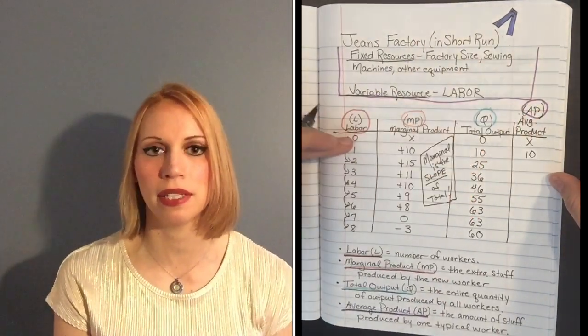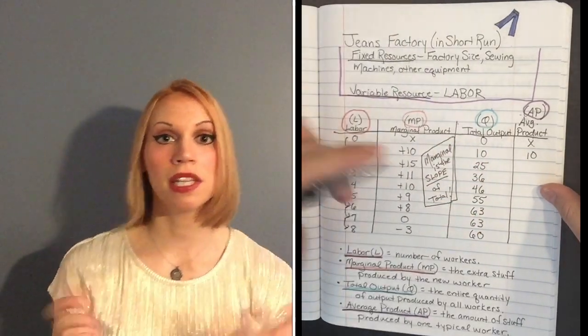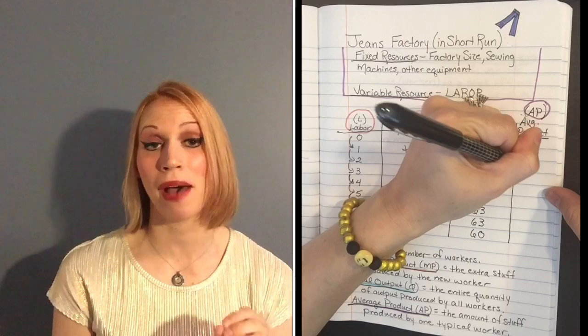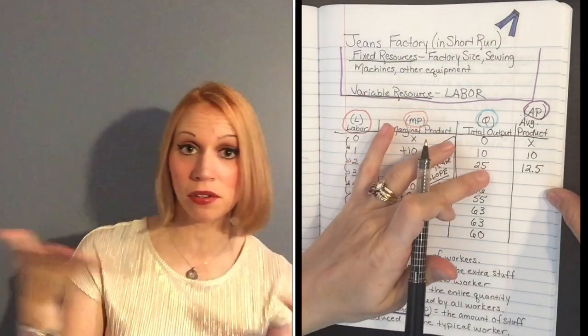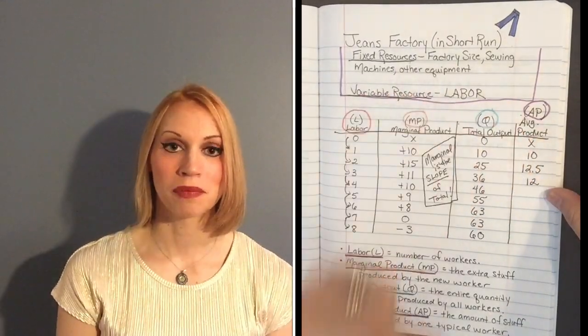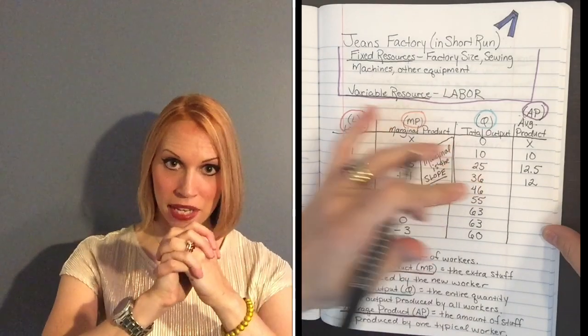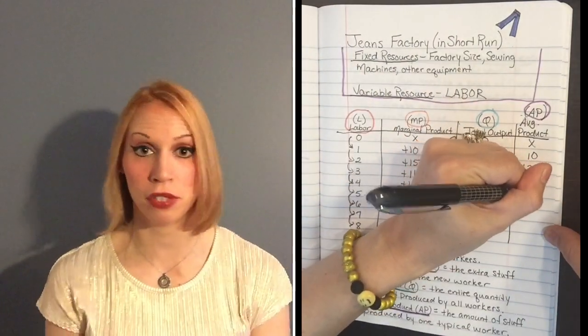On average, they're making 10. When we have 2 workers and together they're making a total of 25, then on average, each one of those workers is making about 12.5 units per person. When we have 3 workers, then on average, each one of those 3 workers is making about 12 units per person. When we have 4 workers and together they're making 46, on average, each one of those 4 workers is making about 11.5 units per person.